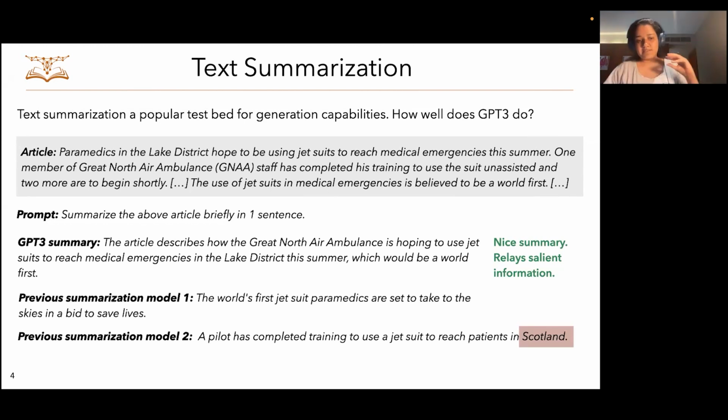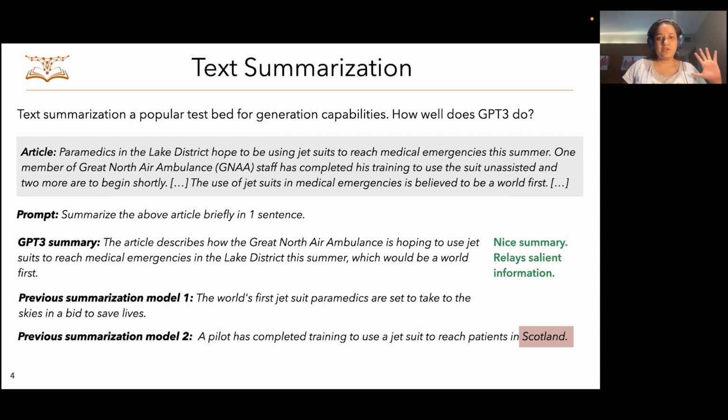Now, this is how GPT-3 does. If we compare it to prior summarization models, these are what those summaries look like. For instance, this one just says the world's first jet suit paramedics are set to take to the skies in a bid to save lives. So again, this is a correct summary also, but the style is very different from the GPT-3 summary. So just by looking at these two, we don't know what a broad set of humans would prefer, right? The second summary is from another state-of-the-art summarization model from prior work. Here it said something like, a pilot has completed his training to use a jet suit to reach patients in Scotland. And this part, Scotland, is a factual error. It should have instead generated Lake District or something else.